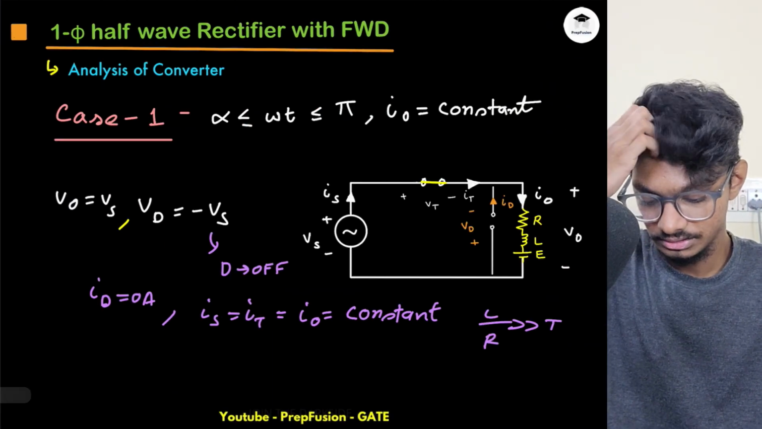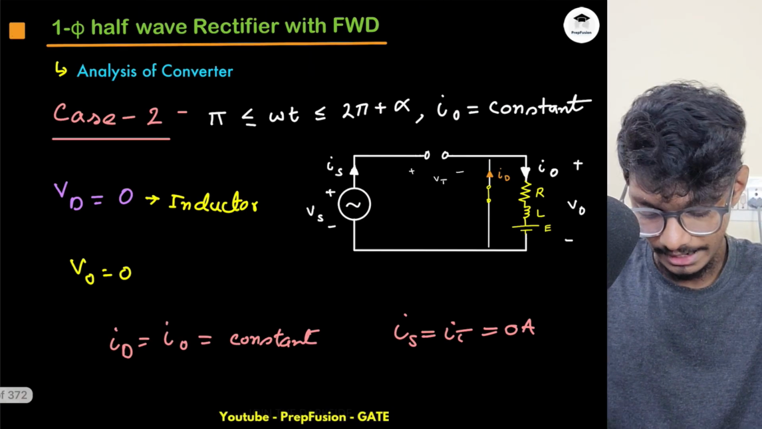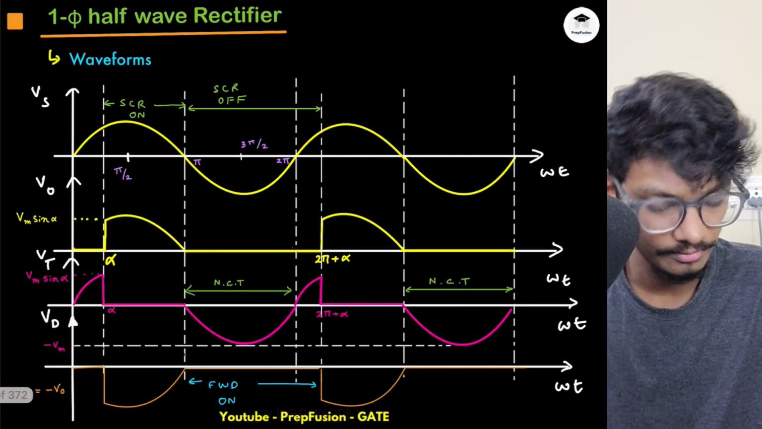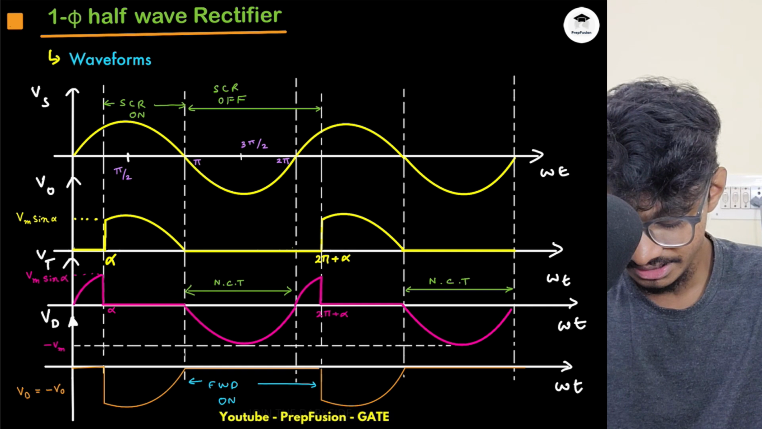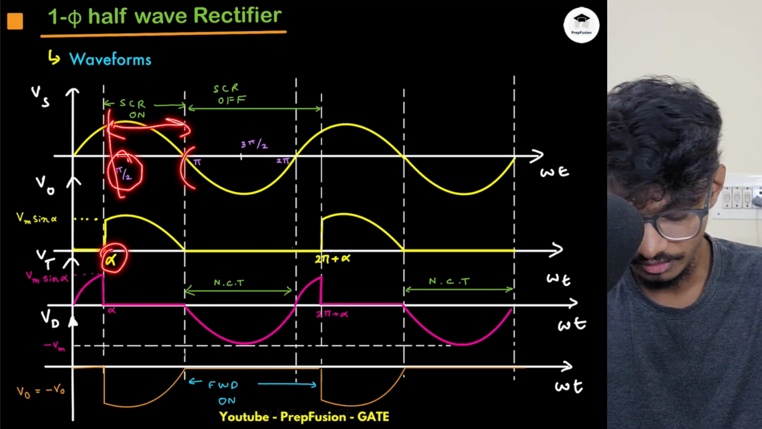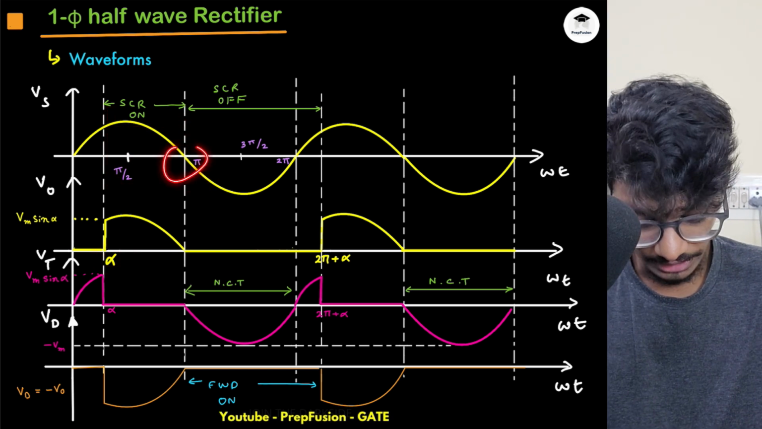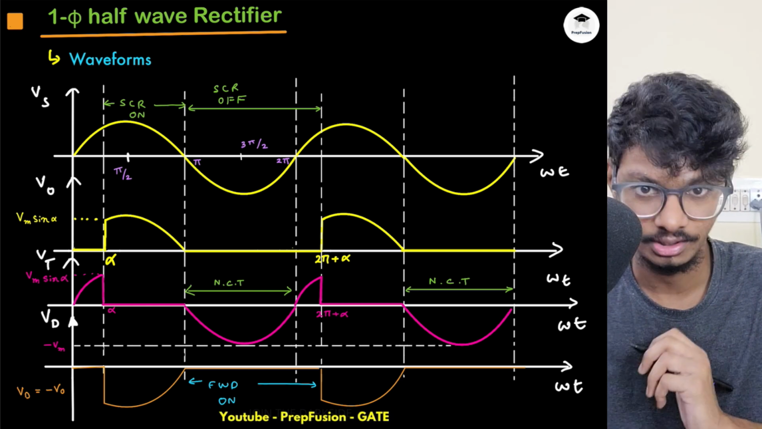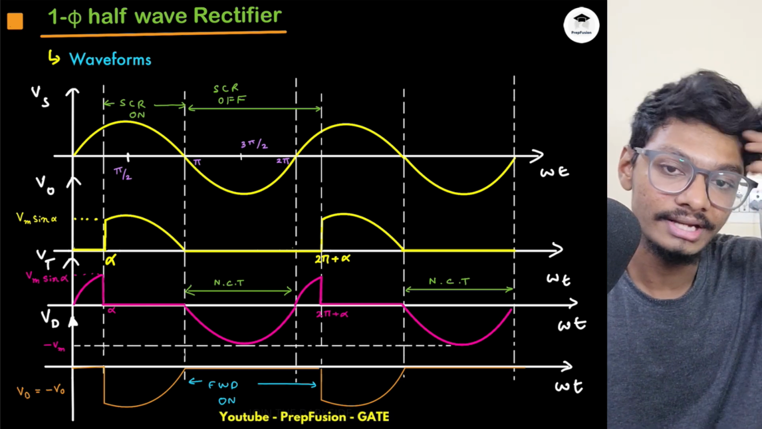So now if we go and analyze this in the waveform, what will happen? I have assumed my current is constant. So in this region my SCR is on, from this alpha to pi. Then after pi, what is happening? The inductor is turning the freewheeling diode on and turning the SCR off. Why does it do so?